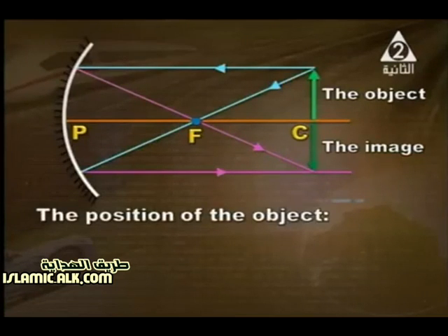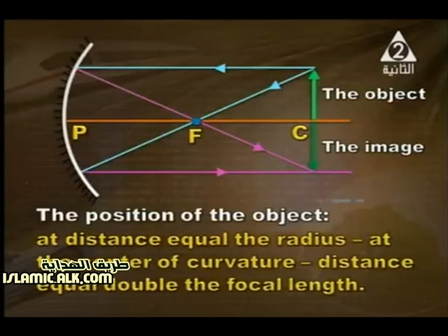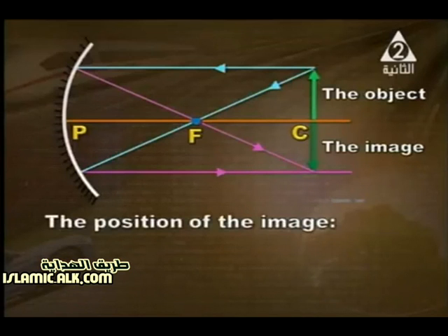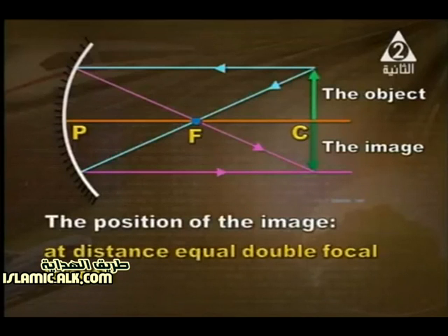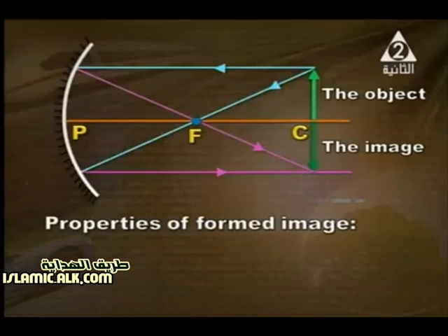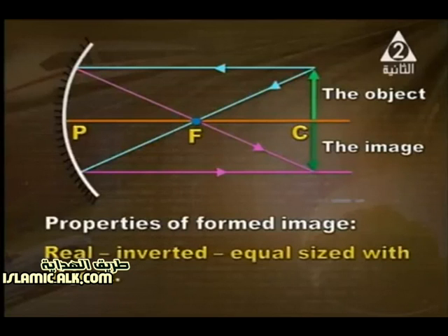Where is the position of the object? At a distance equal to the radius, or at the center of curvature, or at a distance equal to double the focal length. The position of the image is at a distance equal to double the focal length. What are the properties of the formed image? The formed image is real, inverted, and equal in size.